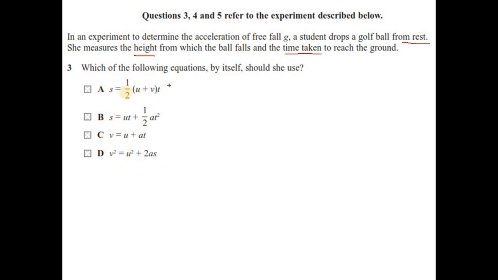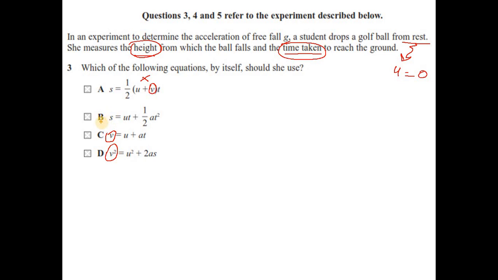Now see the condition. The ball is being dropped from rest. That means initial velocity for sure is 0. And we are measuring time and the height. So we should look for an equation in which we can put u equal to 0, time and the height. Equation number 1, final velocity is involved, which we don't know. This is not a good option. Option D, again final velocity is involved. Option C, final velocity is involved. So A, C and D are not good options.